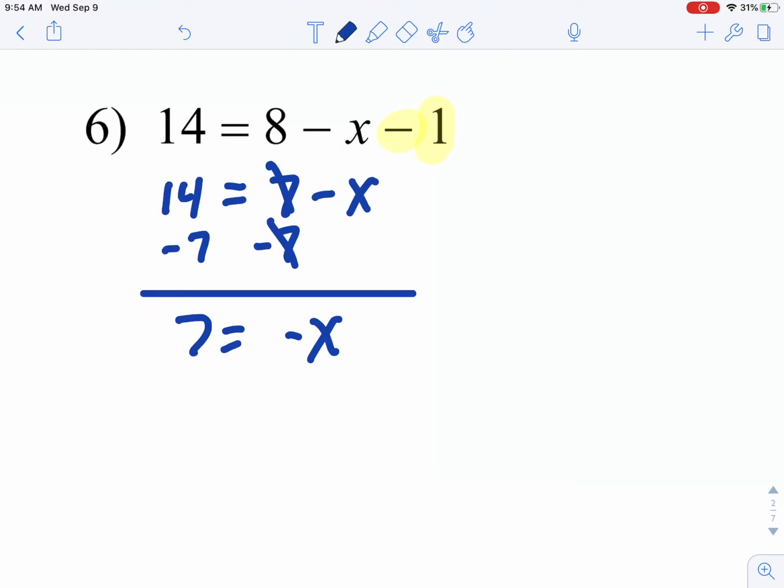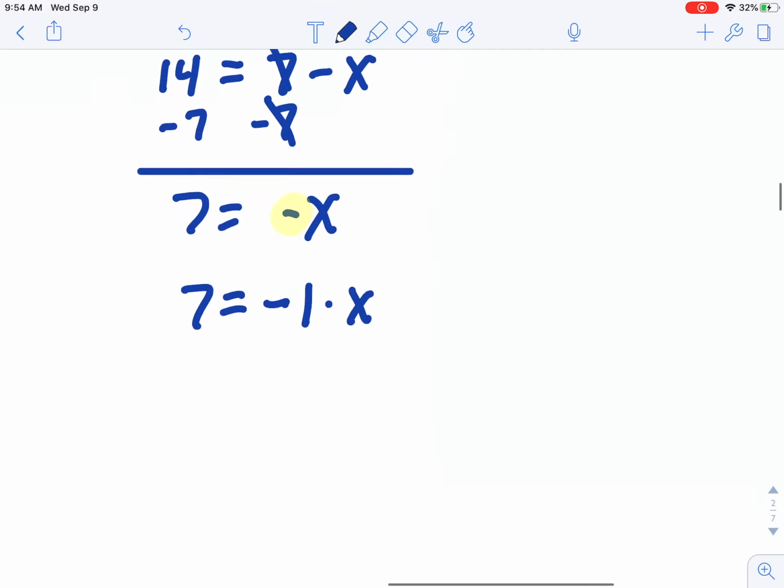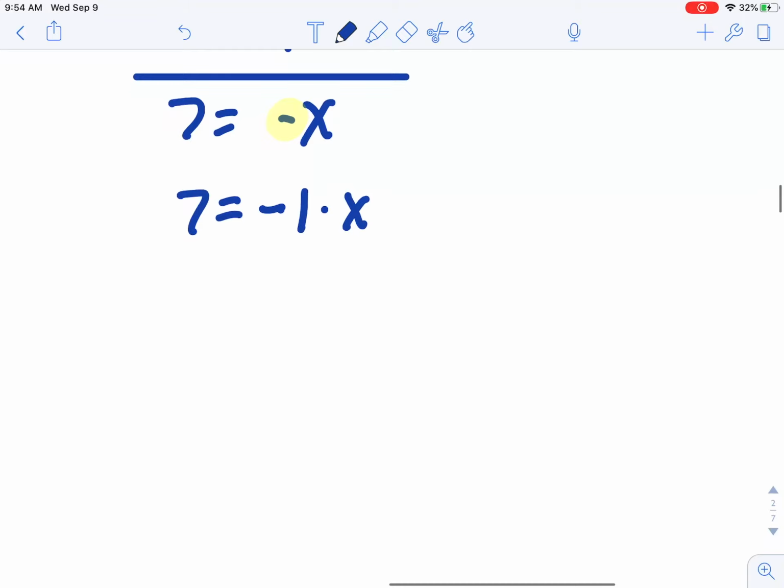Now, as we said, to solve an equation is to isolate the variable. This is not isolated. There is a negative sign there. 7 equals negative x is the same thing as 7 equals negative 1 times x. That negative sign can be thought of as a negative 1, which is multiplied or coefficient of x. And to cancel that out, you need to divide by negative 1.